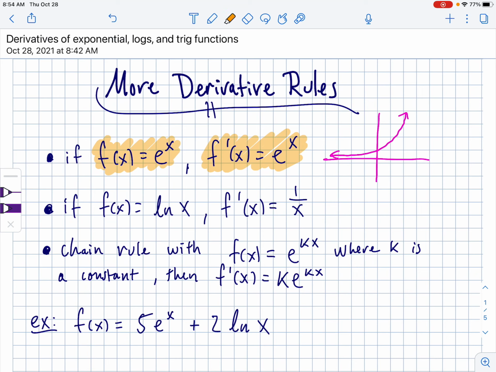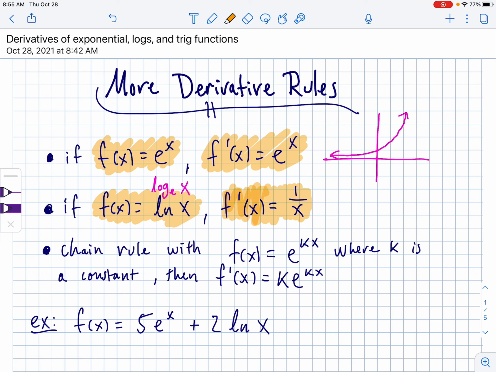The next one is the natural log of x. Remember, natural log is the same thing as log base e of x. It's just written ln of x. That one, the derivative is 1 over x. And once again, if you're very curious about why these things are true, you can check it out on Desmos.